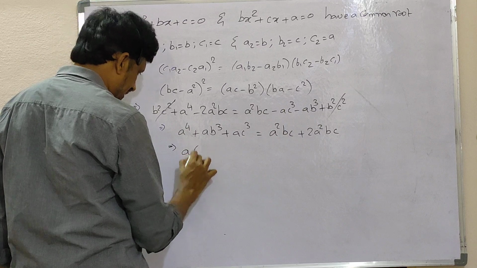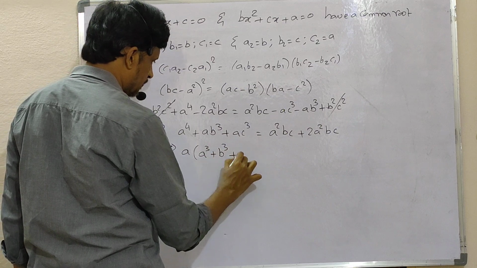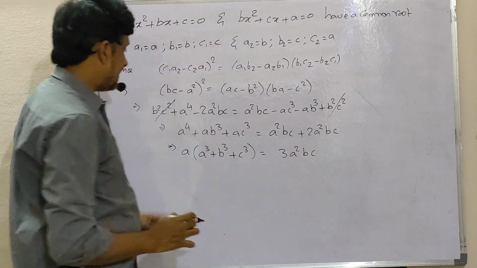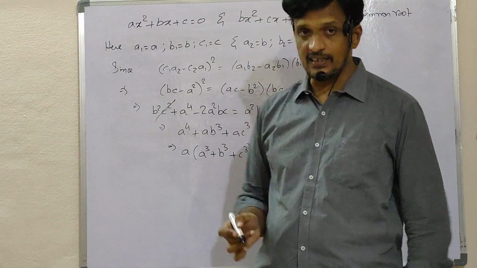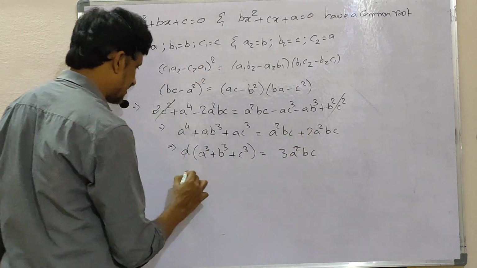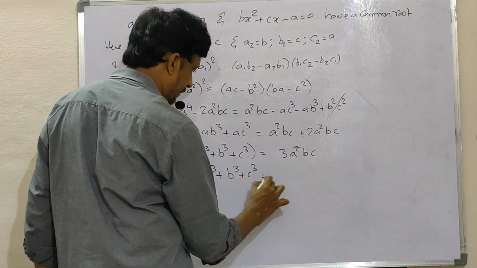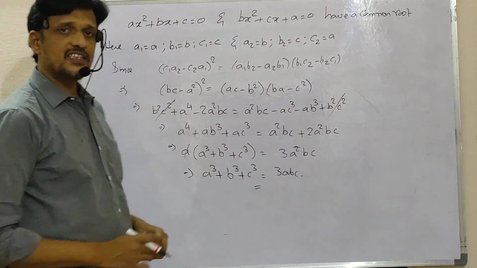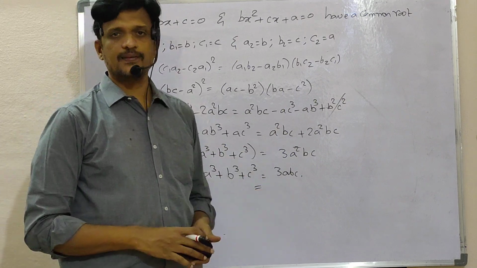So by taking a common factor here, you are getting a cube plus b cube plus c cube is equal to 3a square bc. Since a is the coefficient of x square, that is the leading coefficient of the first quadratic expression or equation, it cannot be 0. It is a non-zero value, means you can eliminate this on either side. Then you are getting the required relation, that is a cube plus b cube plus c cube is equal to 3abc. This is the condition. When the given two quadratic equations have a common root, then the value of a cube plus b cube plus c cube is equal to 3abc.